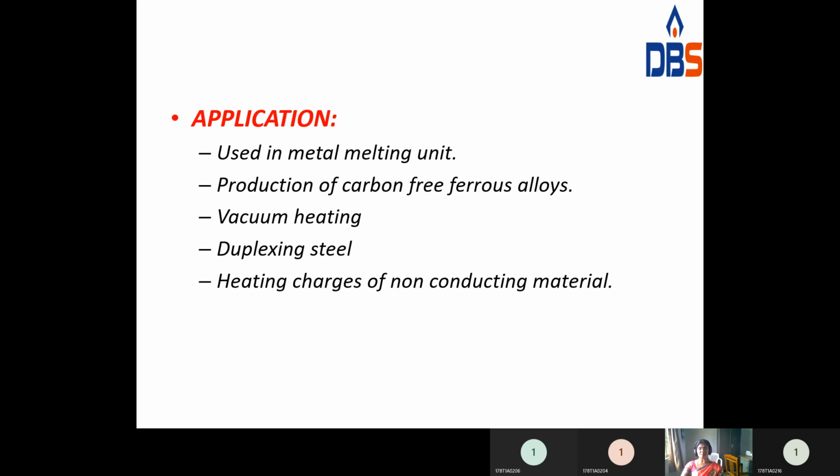Coming to the applications of the coreless type induction furnace: it is used to melt metal. For that purpose we use the coreless type induction furnace. Production of carbon free ferrous alloys, to produce ferrous alloys. In the formation of ferrous alloys we also use the coreless type induction furnace. Vacuum heating, duplexing steel, heating charges of non-conducting material. So these are the applications of the coreless type induction furnace.